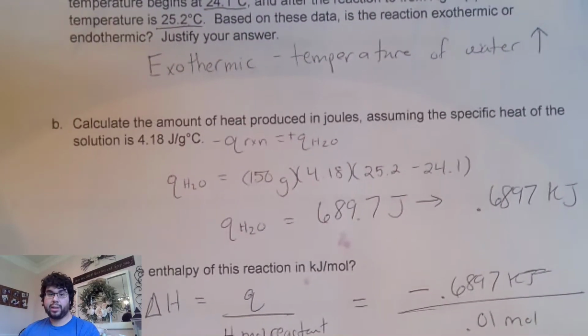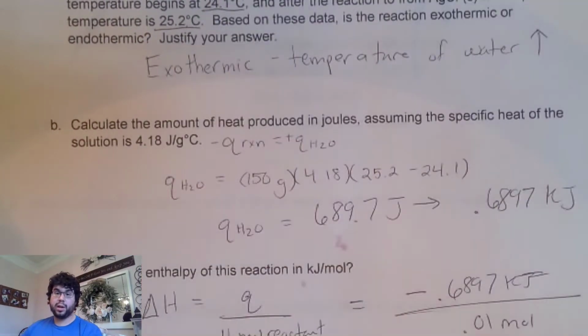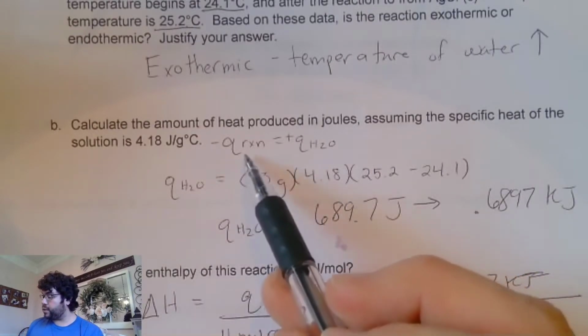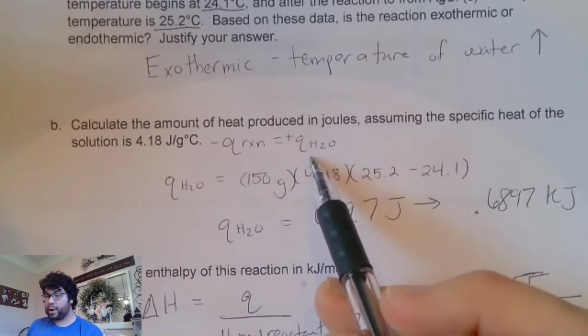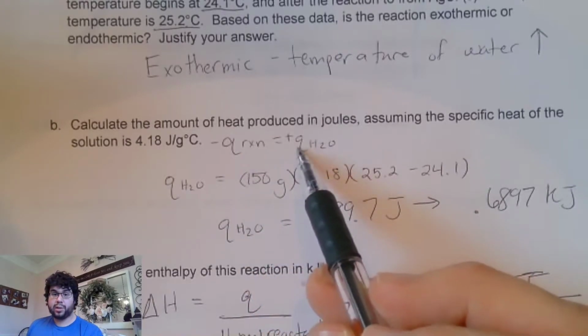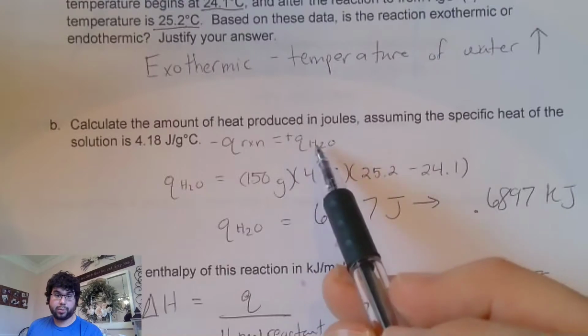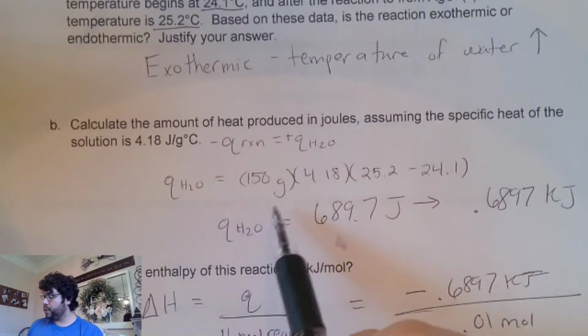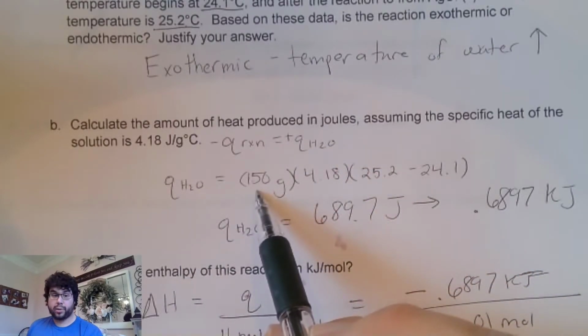Part B, calculate the amount of heat produced in joules, assuming the specific heat of the solution is 4.18 joules per gram Celsius. This one is an mc delta T kind of problem. It's pretty straightforward. We know that the reaction's heat and the water's heat are the same value, so we can calculate how much heat the water absorbed by using mc delta T. So the mass of the water is 150 grams.